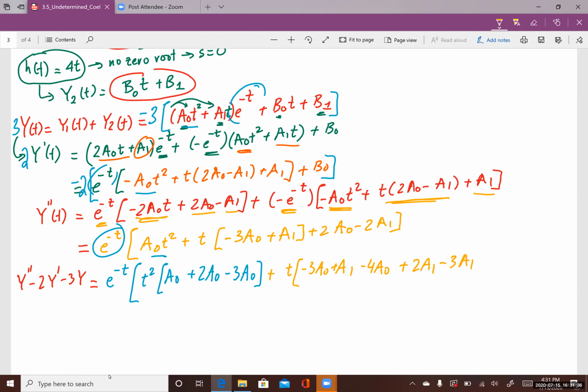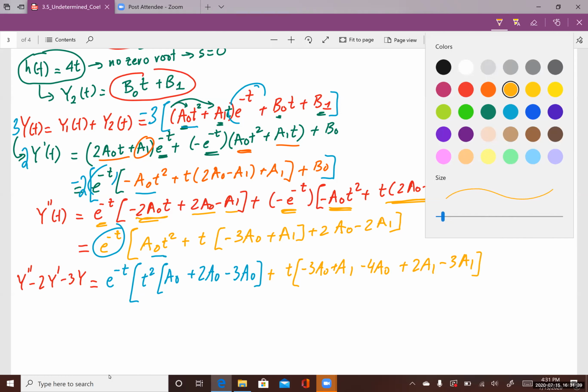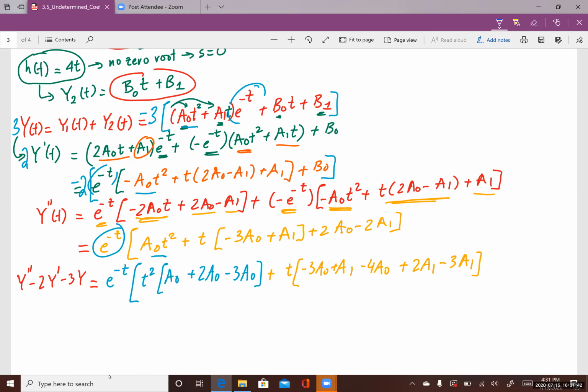Second term, right? For the constant, I have 2a0 minus 2a1, okay? Then, the constant in the y prime, I would have negative 2a1. Okay, in the y, I have negative 3. There's no constant here. So I'm done with the constant. I'm done with the e to the negative t part.